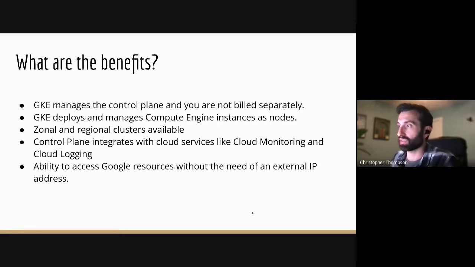And so GKE deploys and manages Compute Engine instances as nodes. We just talked about that. Zonal and regional clusters are available. So for high availability, if you're in one zone, and a zone you can think of as akin to basically a Google data center, if a data center goes down, which is not unheard of, that would mean that zone is down. And if you only have your cluster in that zone, well, that sucks because your application just went down, which kind of defeats the purpose of Kubernetes anyway.